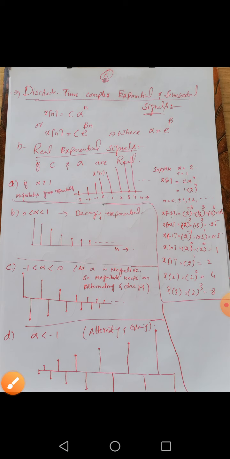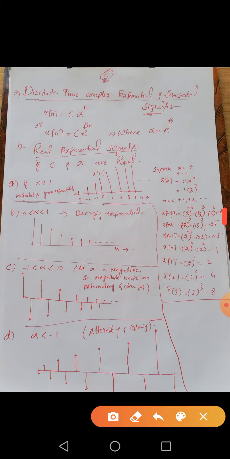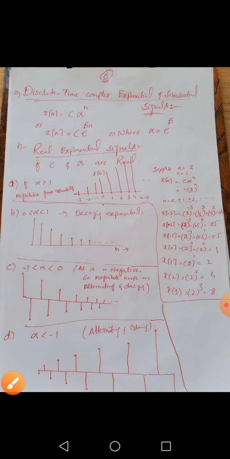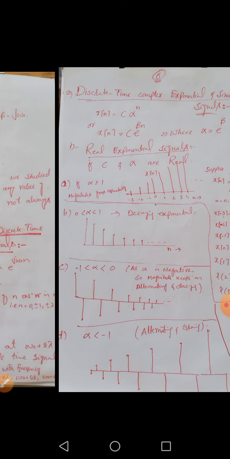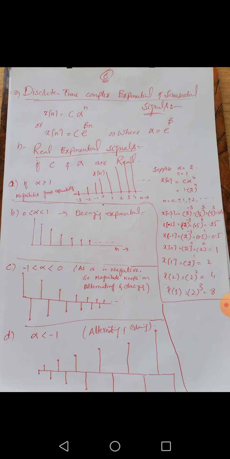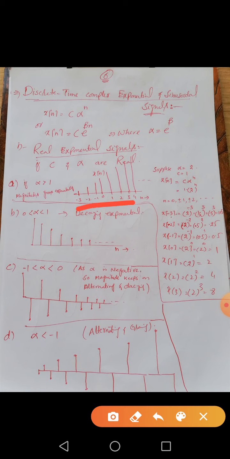You can see that x of n is increasing. x of 0 is equal to 1, x of 1 equal to 2, x of 2 equal to 4, x of 3 equal to 8 and so on. So if I plot the values of x of n across the different values of n, we will have this plot, and this is a growing exponential.